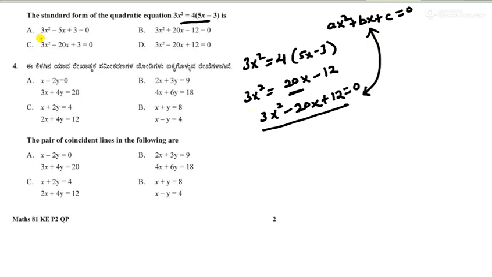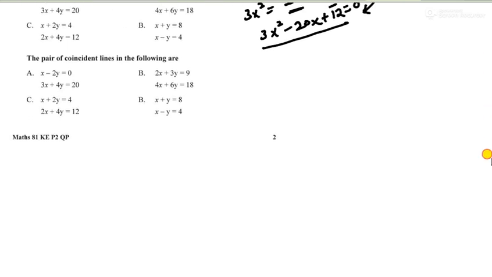So now check with the answer. Minus 5, no. Plus 20, no. Minus 20 plus 3, yes. Here it is minus 20 plus 12, but yes, exactly. See, here we have got 12, so here we have 12, not 3. So this is our right answer. Option number D is the correct value.